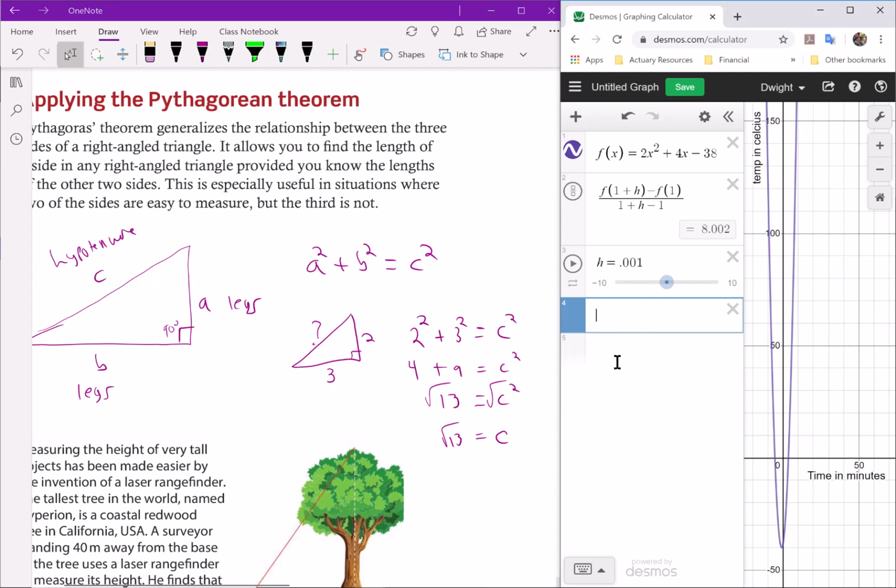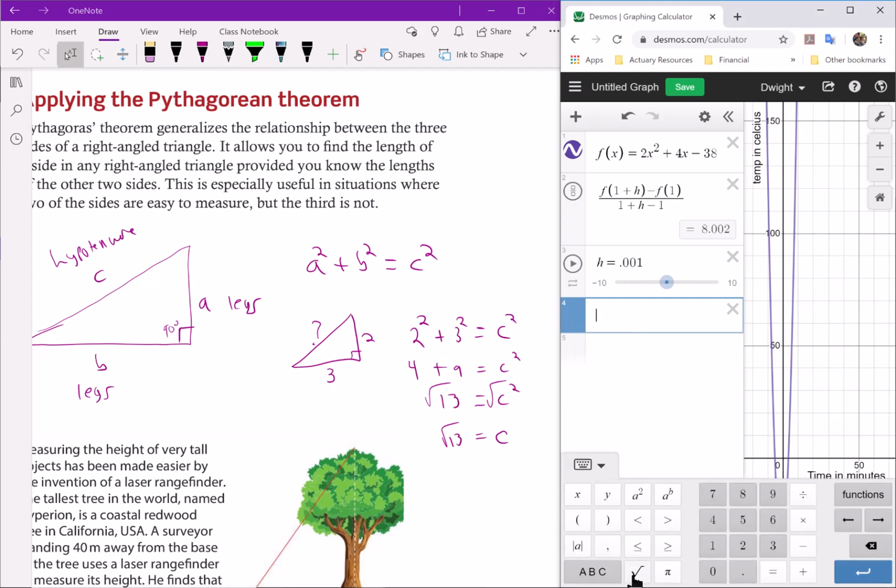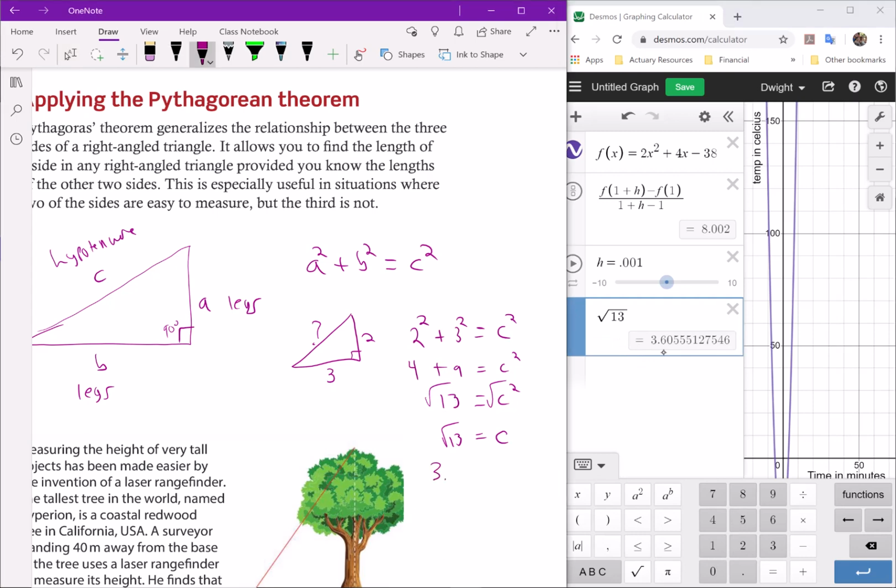And if you want to know exactly what the square root of 13 is, you can go to your calculator and say square root of 13 is about 3.61 if you round to 2 decimal places. So that side right here is about 3.61. And just a big hint here is this C value should always be the longest side, the side opposite the 90-degree angle.